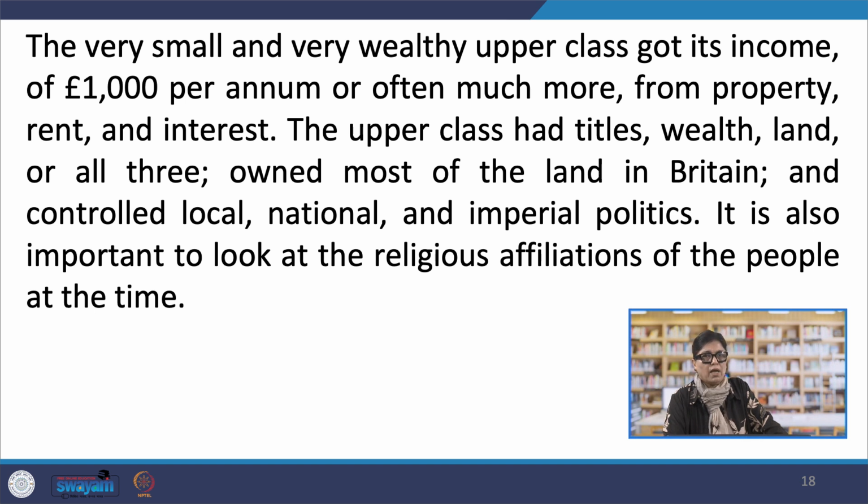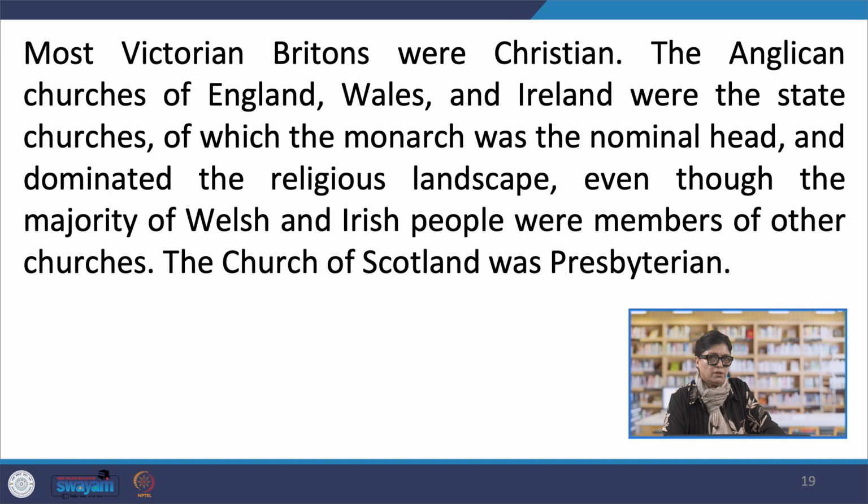It is also important to look at the religious affiliations of the people at the time. Most Victorian Britons were Christian. The Anglican churches of England, Wales, and Ireland were the state churches, of which the monarch was the nominal head, and dominated the religious landscape, even though the majority of Welsh and Irish people were members of other churches. The Church of Scotland was Presbyterian. There was some religious diversity, as Britain also was home to other non-Anglican Protestants, notably Methodists, Roman Catholics, Jews, Muslims, Hindus, and others. At the end of the period, there were even a few atheists.